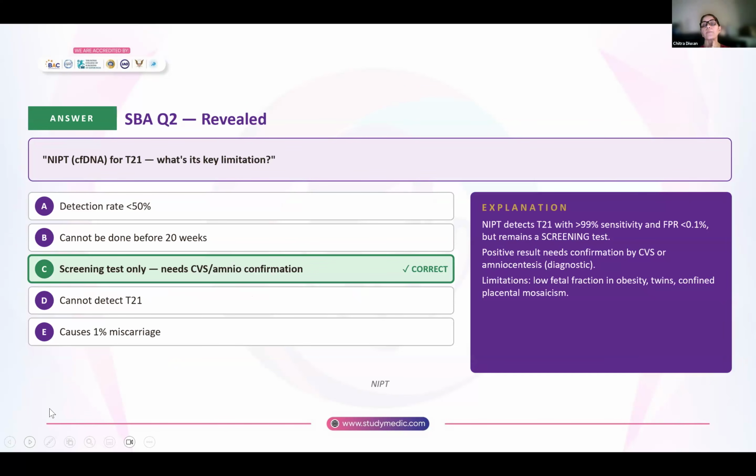Now, though NIPT has 99% specificity and only a 0.1% false positive rate, there are a few limitations. Whenever there is obesity in the mother, the fetal fraction in maternal circulation is low, so you might miss the diagnosis. In twins also, there is confusion, especially dizygotic twins; for monozygotic twins, it's not a problem. And whenever there is confined placental mosaicism, in those cases also, you cannot come to a diagnosis.